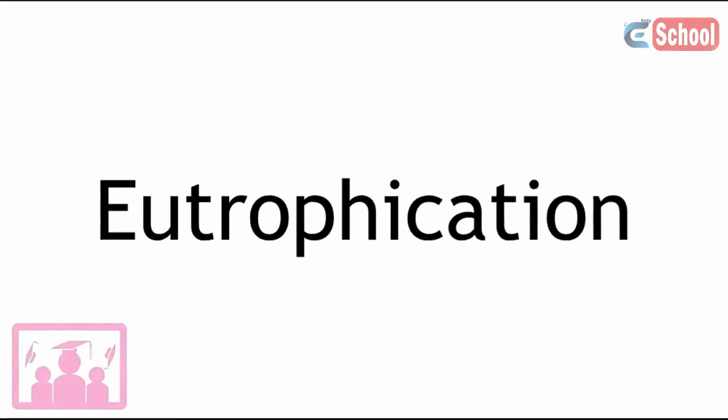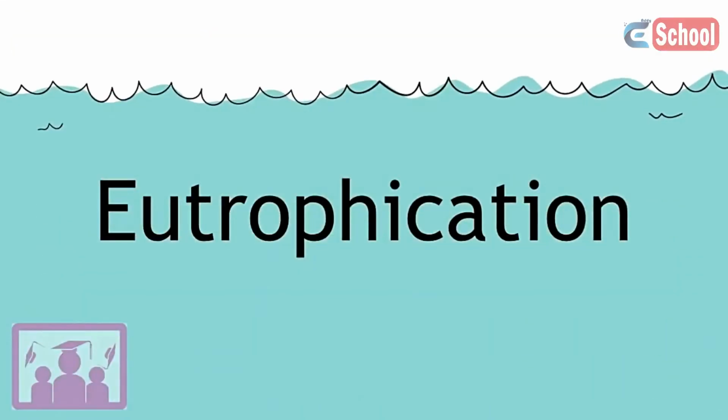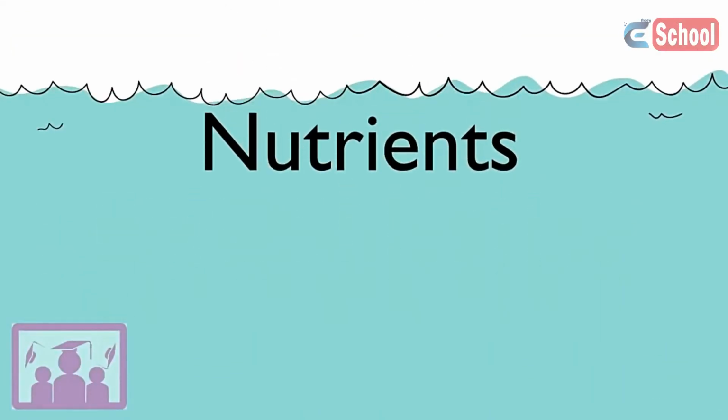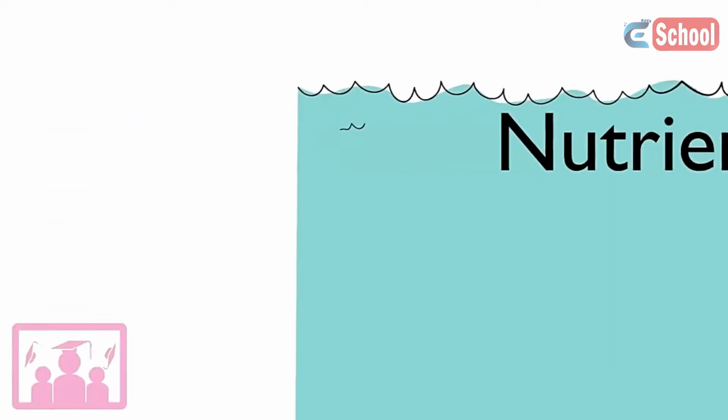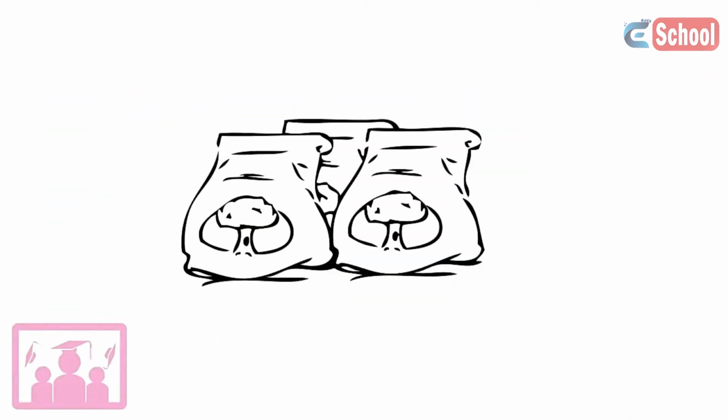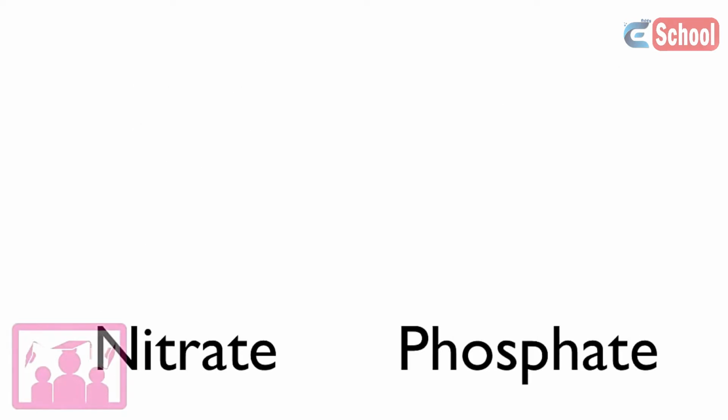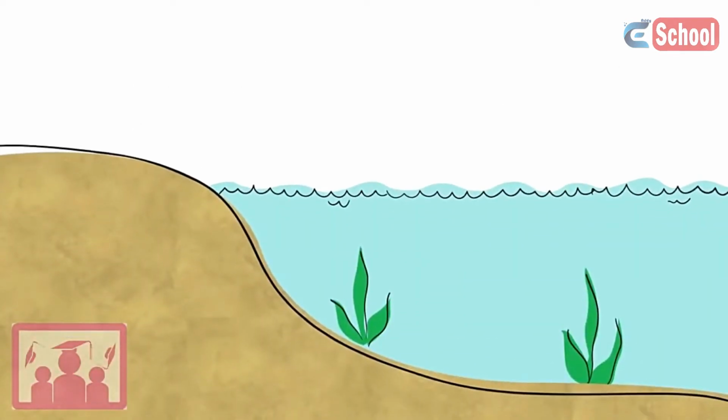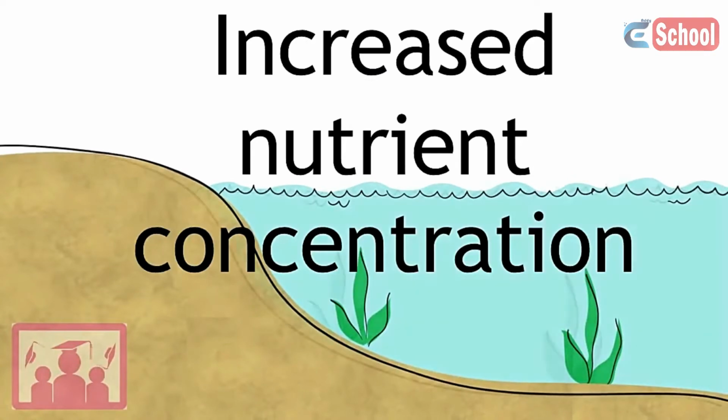Eutrophication is a process that can happen in a water body, like a river or lake, when too many nutrients are added to the system. Eutrophication starts when fertilisers, which are rich in nutrients like nitrate and phosphate, are washed into the river or lake system. This leads to an increase in nutrient concentrations in the water.